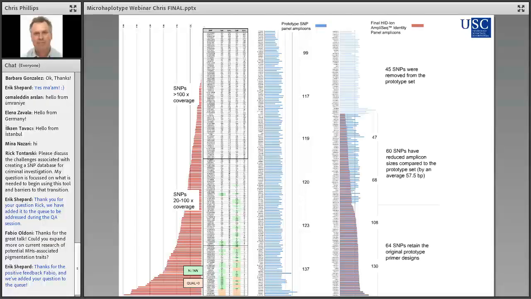In addition, the panel that we used from Thermo Fisher has been modified for commercial release, and some SNPs have been taken out, and a third of the SNPs, well, 60 of the SNPs out of 169, have been shortened. So that means that the performance is likely to be even better using this commercial kit for very degraded DNA going forward. And in reducing the panel, they've also reduced the size so that the performance is better.